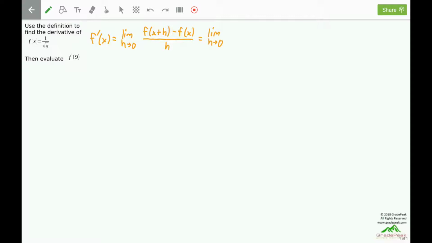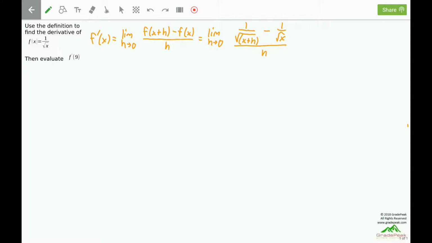That means to take f of x, 1 over the square root of x, and replace each x with an x plus h in parentheses, 1 over the square root of x plus h. Then we're going to subtract from that f of x, which is 1 over the square root of x, and all of that is divided by h.